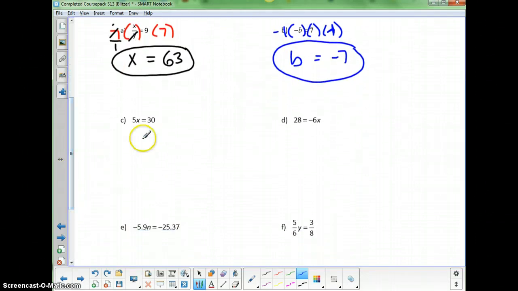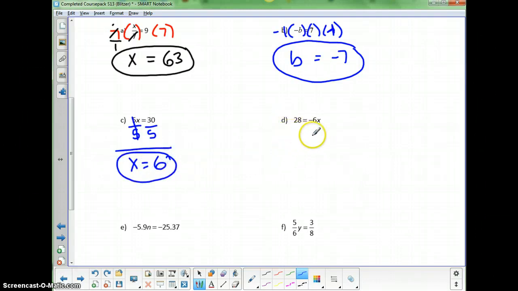Alright, in example C, it's 5 times x, so the opposite is going to be to divide by 5. So if I divide both sides by 5, 5 divided by 5 gives me x, equals 6. 30 divided by 5 is 6.